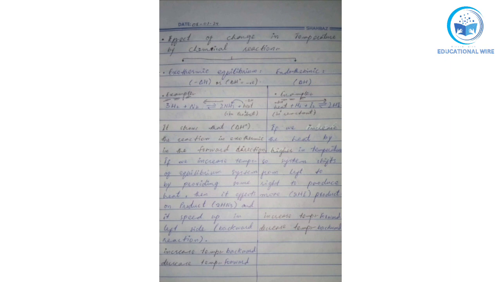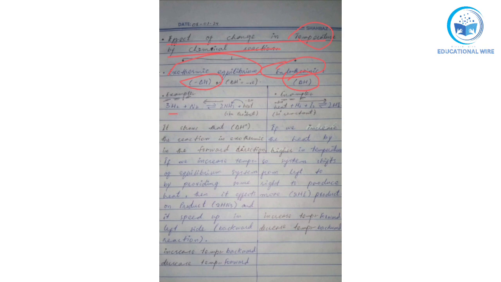So now we will do this one topic, that is the effect of change in temperature on a chemical reaction. Last time we did concentration, but now we are doing its temperature effect. In the temperature effect, we have exothermic equilibrium and endothermic equilibrium. In endothermic equilibrium, we represent it with delta H, and in exothermic we represent it with minus delta H. Okay, let's take an example.